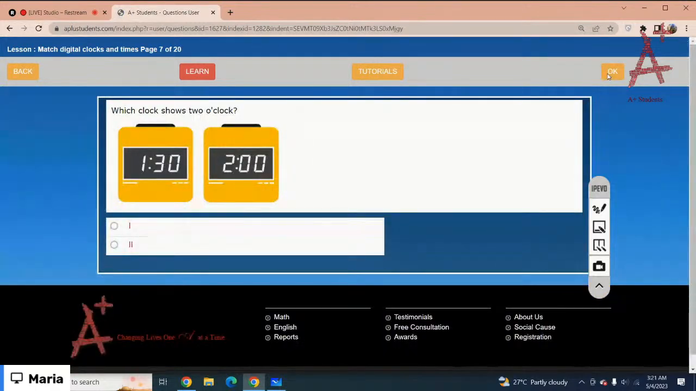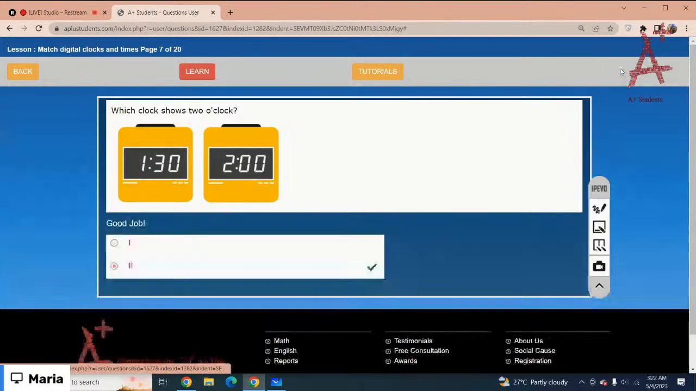Which clock shows 2 o'clock? Which is the correct option? 1 or 2? Yes, the second one. Here you can see the hour is 2, so the second option is the correct one that shows 2 o'clock.